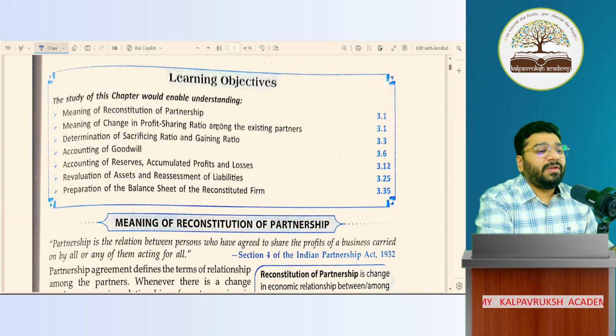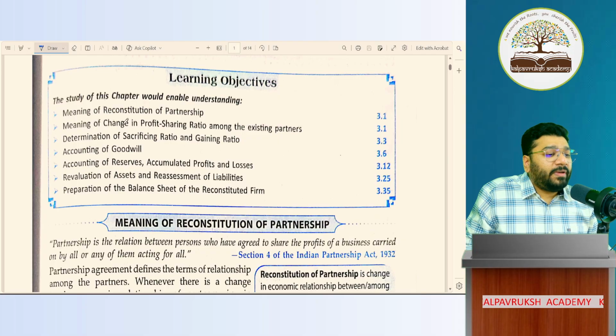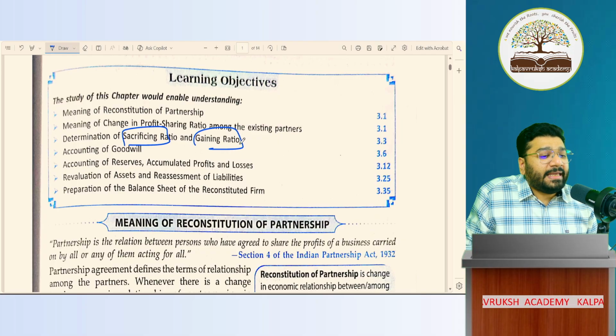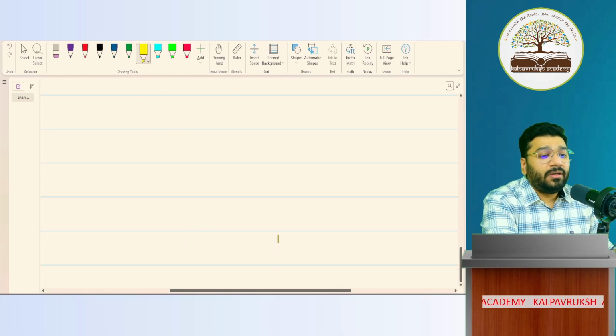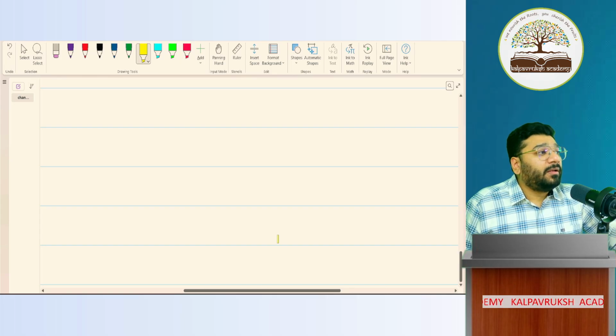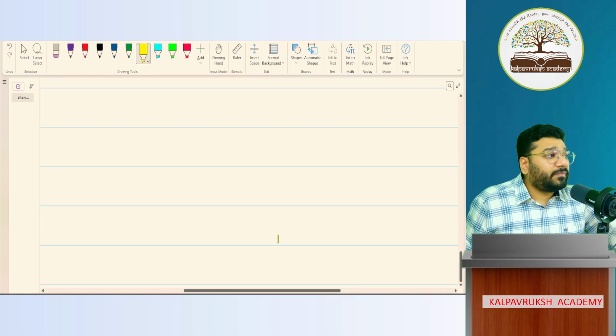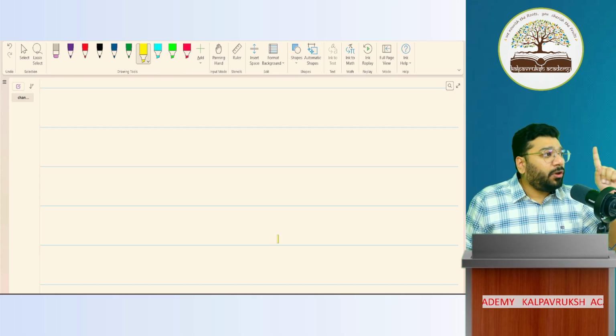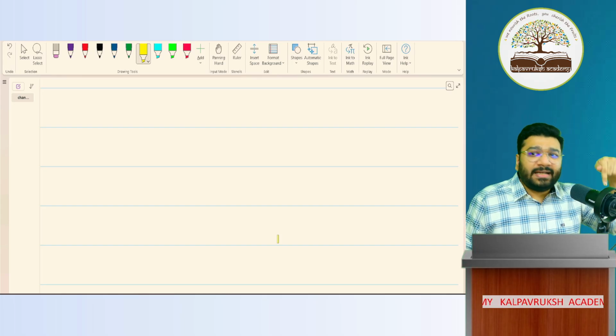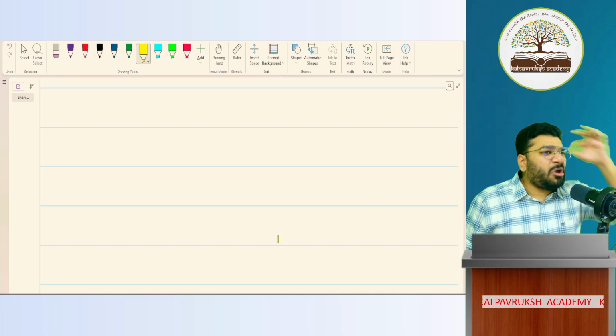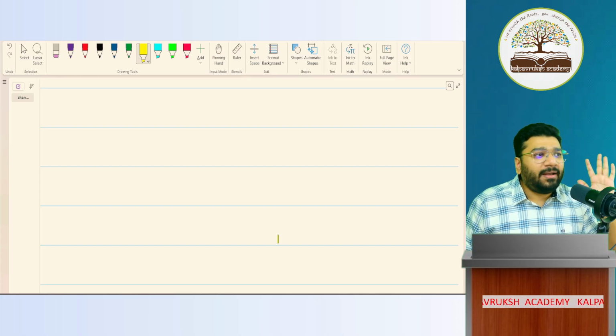In the last class, what did we learn? We learned how to calculate the sacrificing ratio, gaining ratio, new profit sharing ratio. Yes or no? Also, I gave you one format of calculating the sacrificing ratio, gaining ratio, new profit sharing ratio. And I told you, just follow this format. Whether it is the current chapter or the upcoming 3 chapters, in all the chapters, maintain a uniform format. You will feel very lucky to have this format with you.